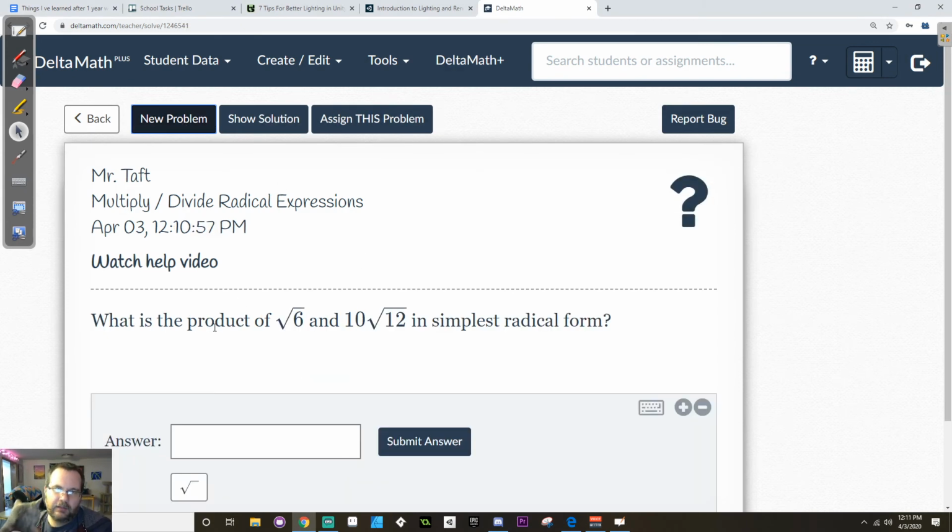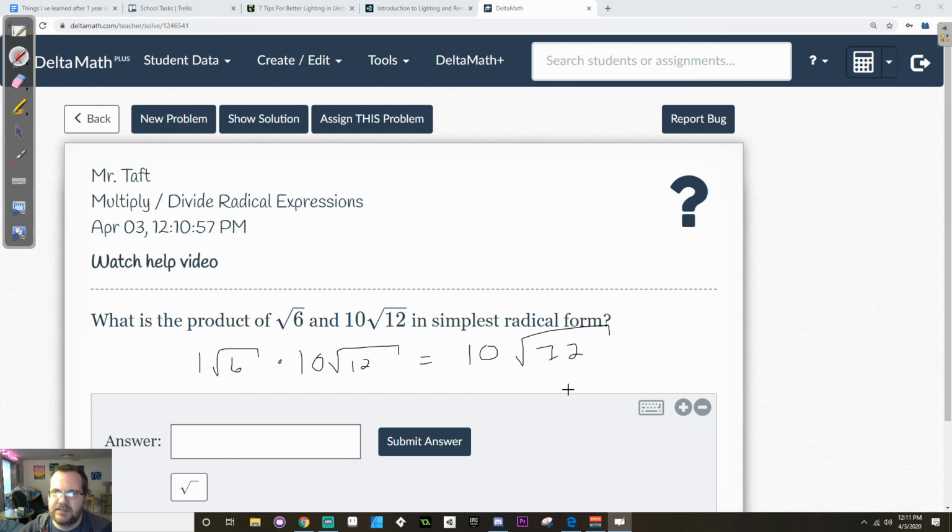All right, so new problem. Okay, product in math means multiply. So what's the product of radical 6 and 10 radical 12 in simplest radical form? So to do that, I'm just going to rewrite them here so I can actually look at the multiplication. So I've got square root of 6 times 10 square root of 12. Now, just like with variables, if there's no number in front of a square root, the number that's really there is 1. So when I'm multiplying this through, I'm going to do outside times outside. So 1 times 10 is 10. Inside times inside, 6 times 12 is 72.